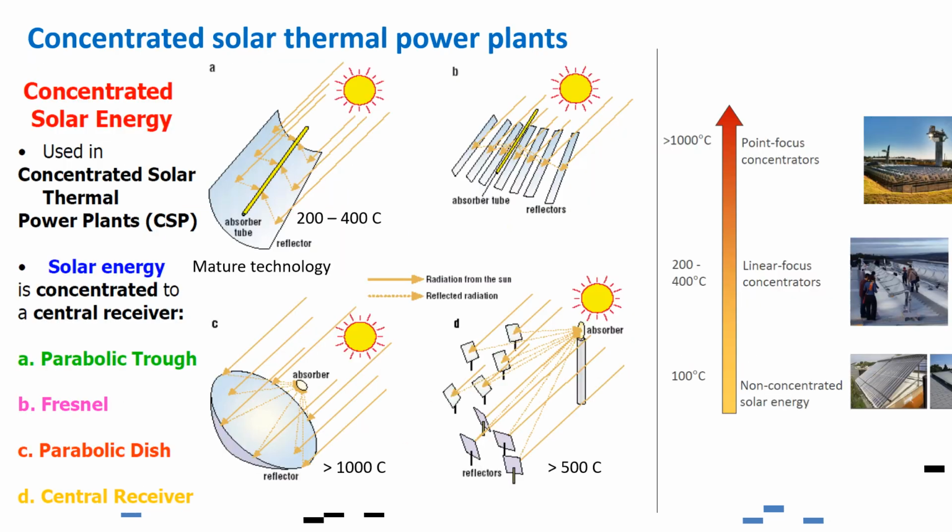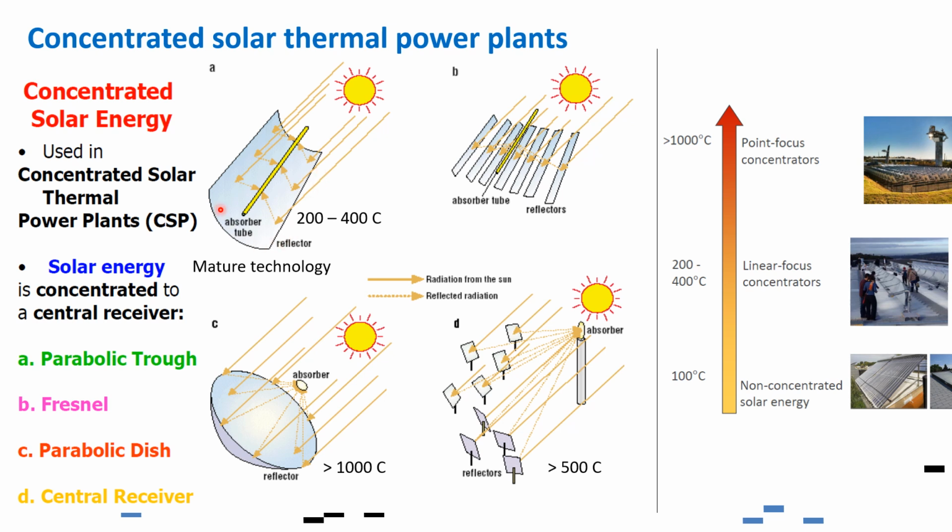In this system, there are four kinds. We have what we call the parabolic trough. We have the Fresnel system, the Fresnel lens. We have the parabolic dish, and also the solar tower, or the central receiver. These four different types have pretty much similar functions.